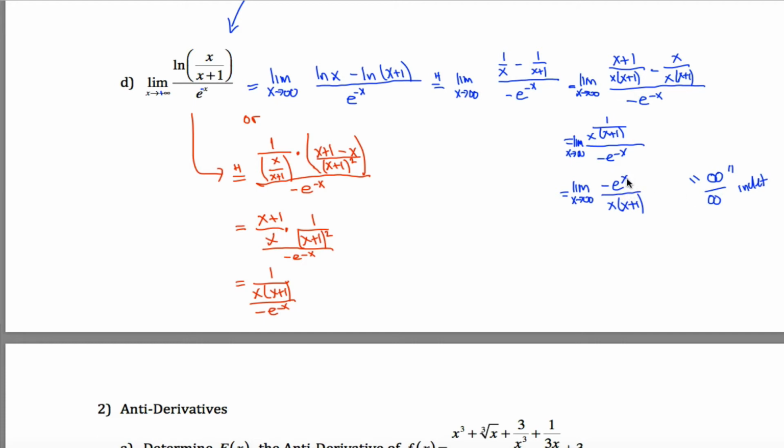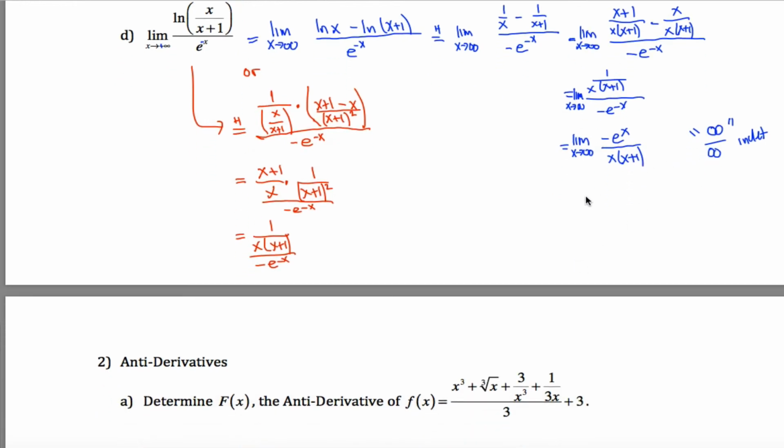Because e to the infinity power is really big, and infinity times infinity plus 1 is really big, so it's this type. And what that means is I can use L'Hopital's rule again. So I get that this is equal to, according to L'Hopital's rule, the limit as x approaches infinity of the derivative of the top, which is negative e to the x, divided by the derivative of the bottom.